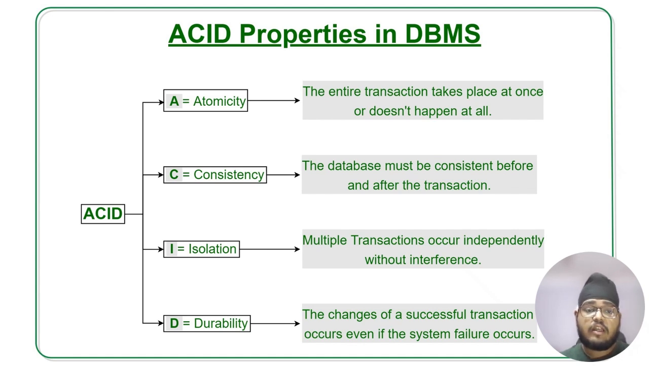And the third one is isolation. Multiple transactions occur independently without interference. So if one user is doing a transaction, it doesn't interfere with other users. And the last one is durability. The changes of a successful transaction persist even if a system failure occurs.